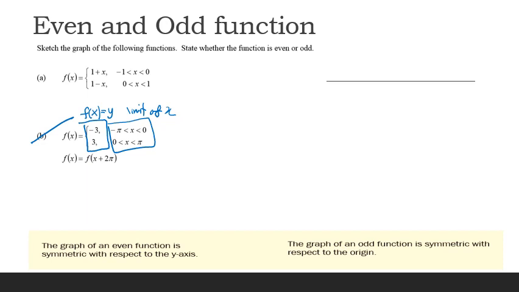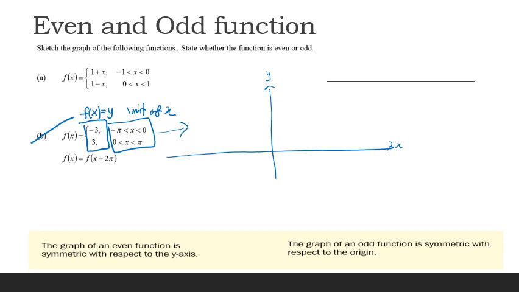So let's plot the graph first. We have two axes, x and y. And then we look at the first function. We have f(x) equal to -3, so y equal to -3. It occurs in the limit from -pi until 0. So we sketch the limit first, because we need to plot the graph only within the limit given.